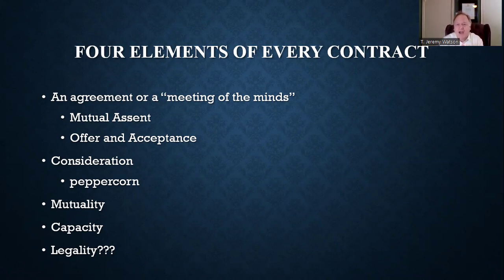Next element of every contract, element number 2, is consideration. And again, we have a whole chapter on consideration. Consideration is very important because if you have everything else but you don't have consideration, well, then you don't have a contract. Because again, you need every one of these 4 or 5 elements to have a contract.